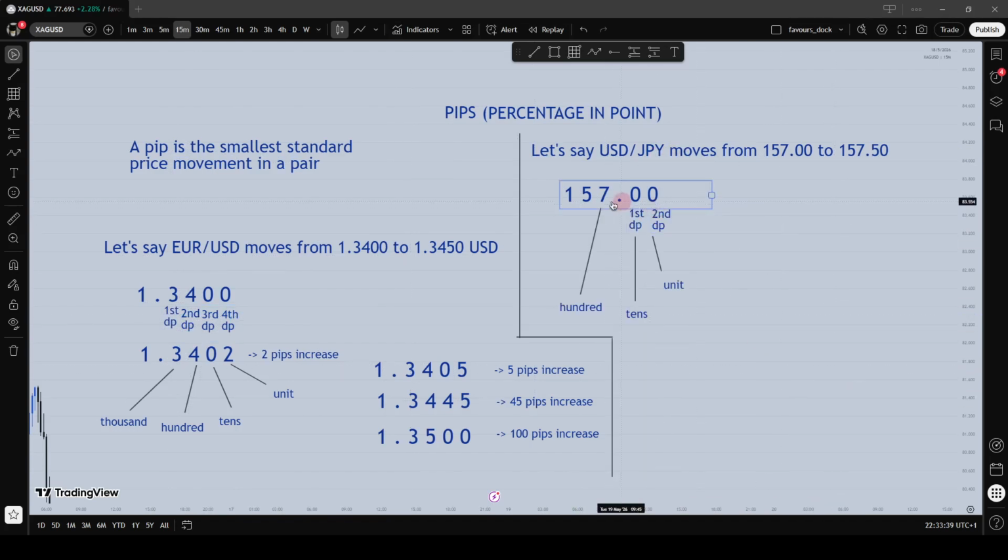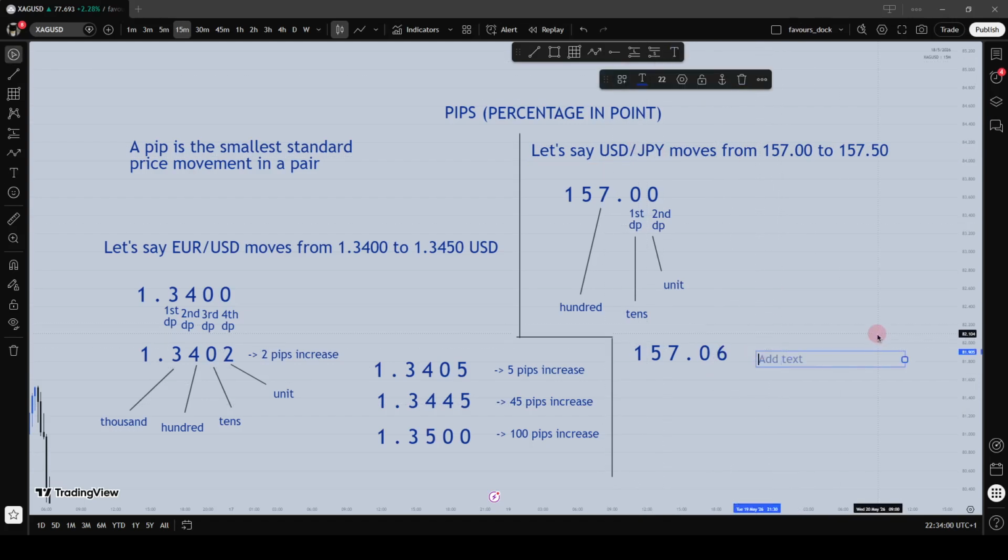let's say, remember this is still our point of interest from 157.00. Let's say price changes from 157.00 to 157.06. How many pips increase? 6, from the unit.